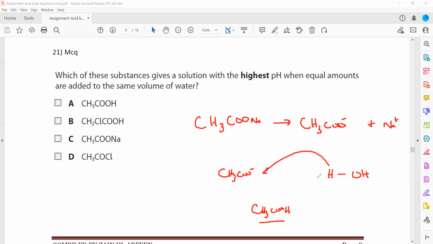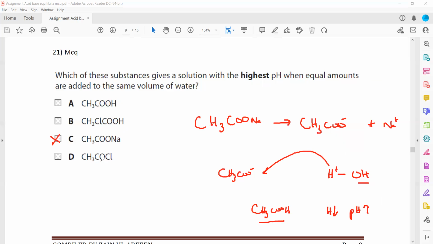But the pH of a solution changes as the amount of hydrogen or hydroxide ion changes. As it accepts protons, the amount of hydrogen ion decreases, so the pH of the solution will be higher, or the amount of OH will be more. So that's why option C is the right answer.